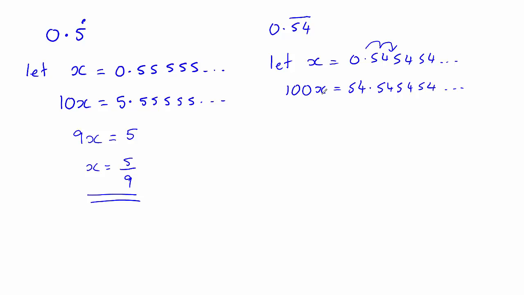Now if I subtract 100x's take away a single x, that's 99x's. If I do this take away this, because the decimals are the same, I just get 54. So x would be 54 over 99, and then we can cancel down from there. Actually, both of them divide by 3, so the bottom will be 33. 54 divided by 3 is 18, so it will be 18 over 33.